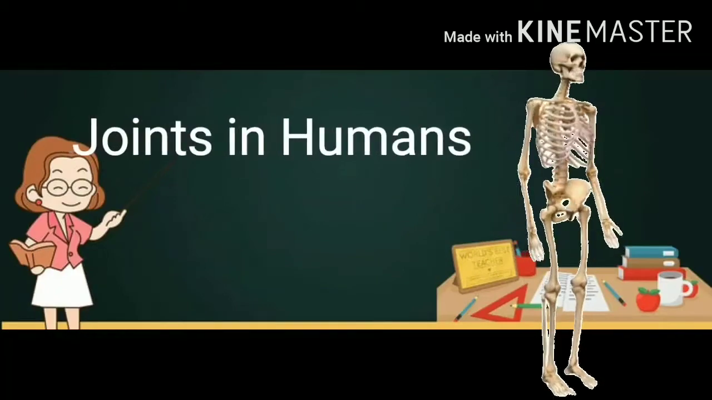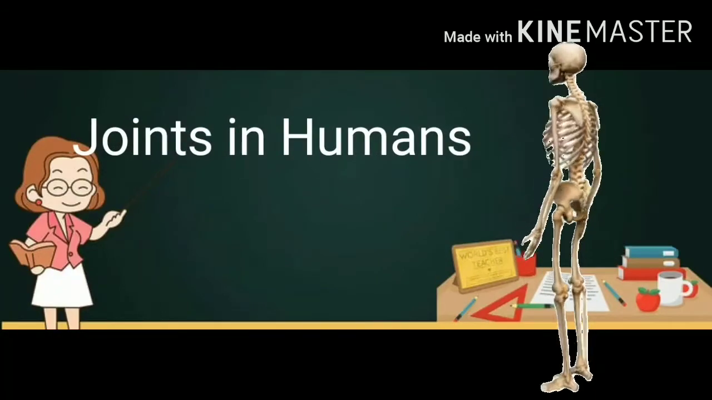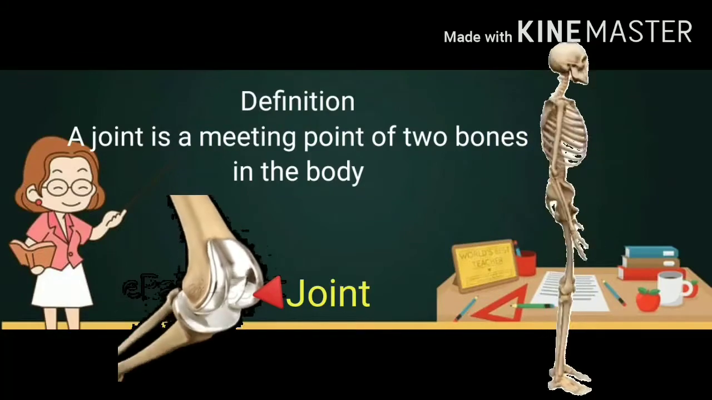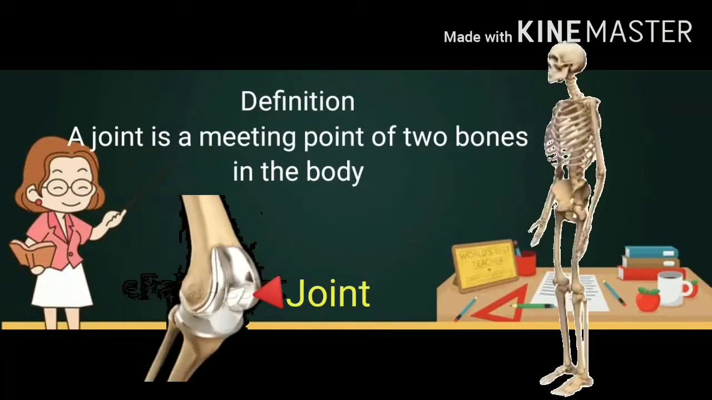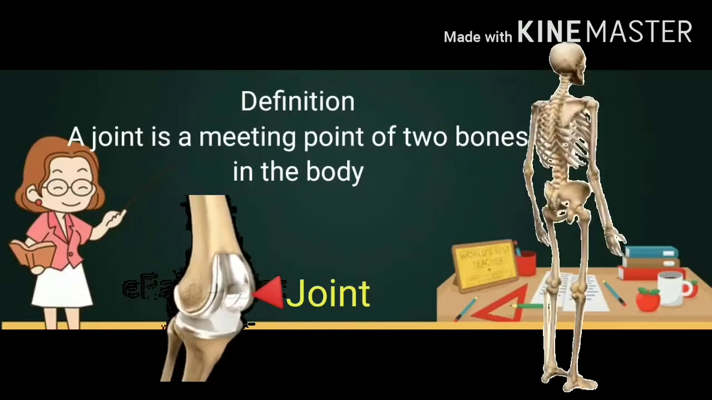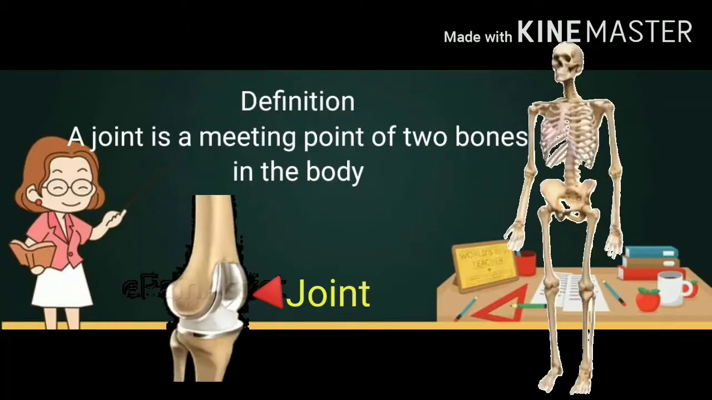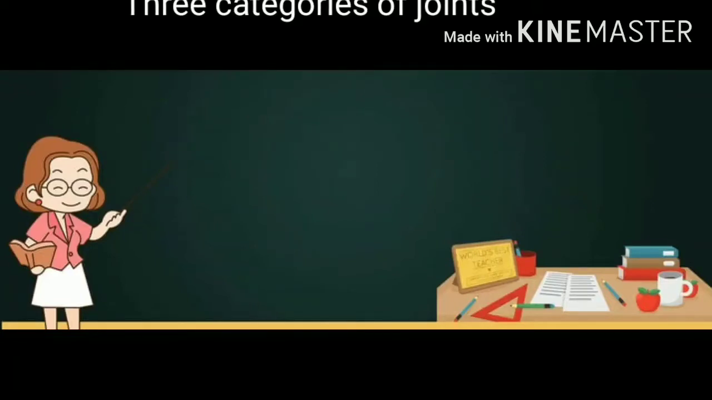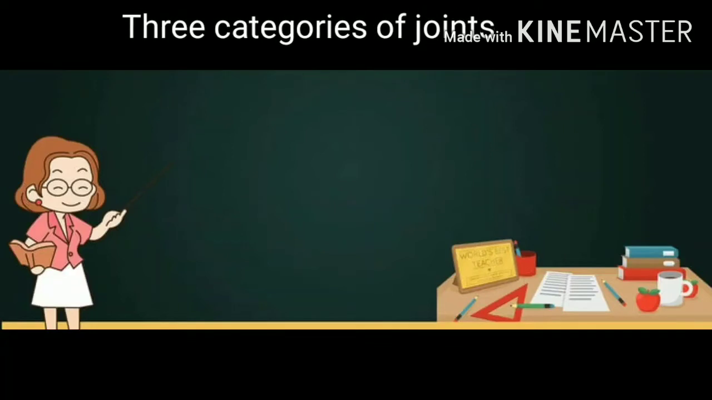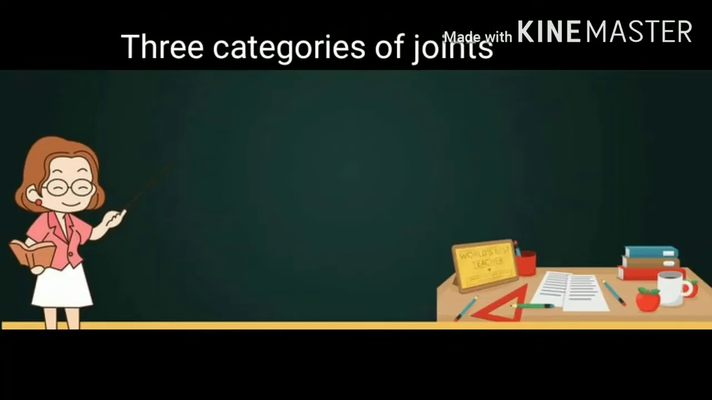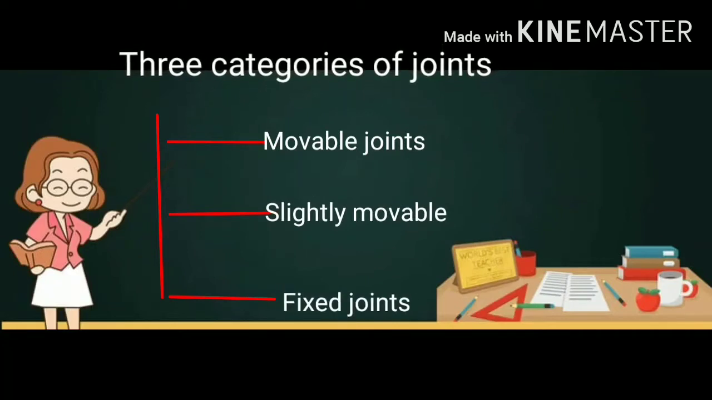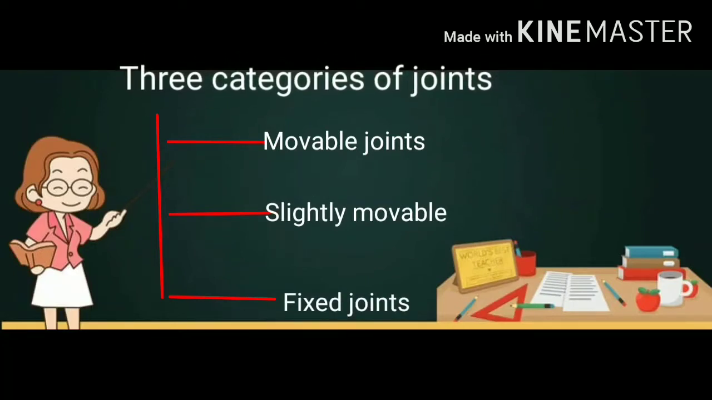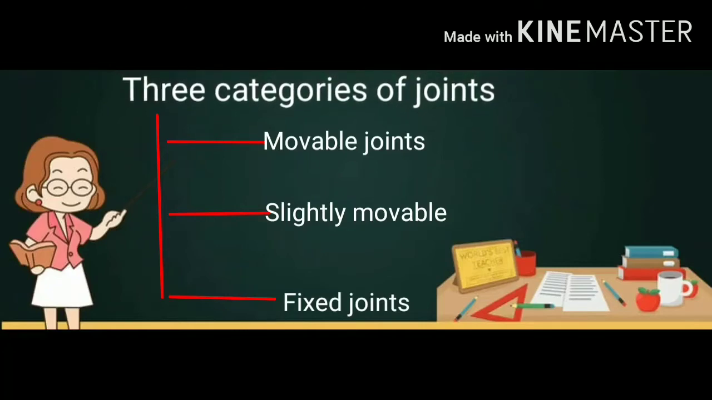Now we will study about joints in humans. First, the definition. A joint is a meeting point of two bones in the body. You can see in the video that the movement of bones occurs at the joints. So the point where two bones are meeting, that point is called a joint. So on the basis of type of movements, joints are classified into three categories. First are movable joints, second slightly movable and third fixed joints.